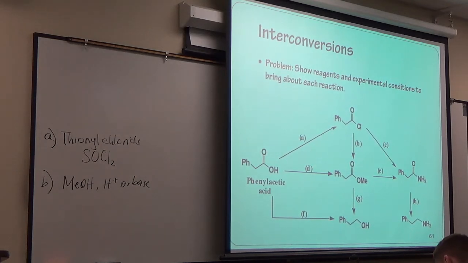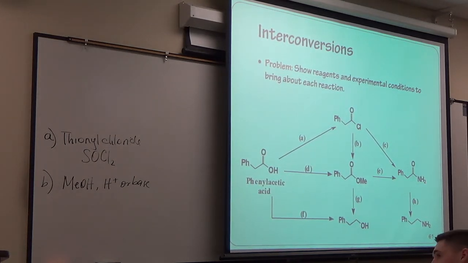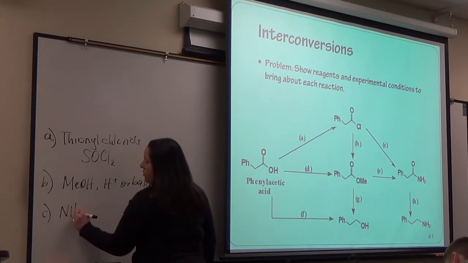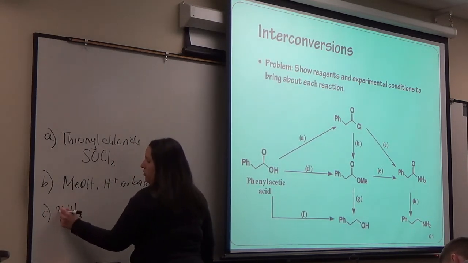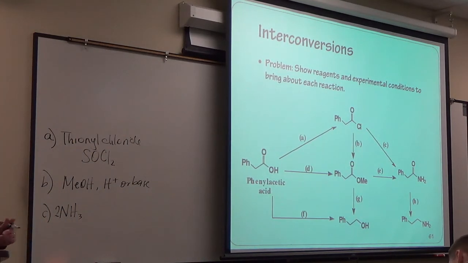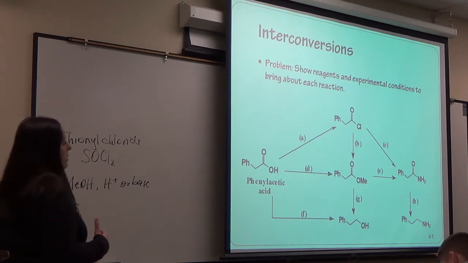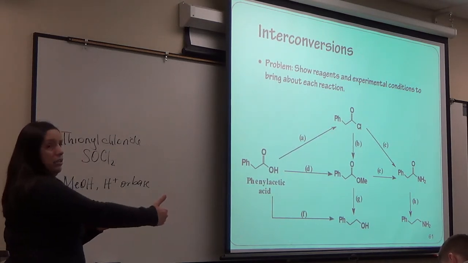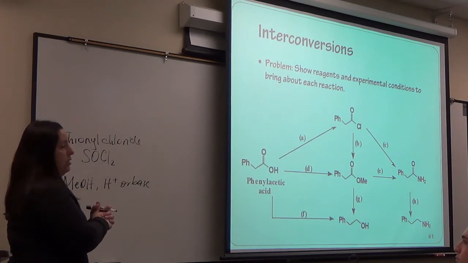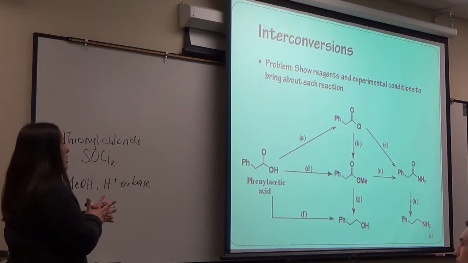So what about C? So in C, I think I heard it. Ammonia. It's ammonia, right? So now you want to add that NH2. So ammonia, right? And it's usually 2 moles of ammonia, right? Because remember, one of the moles is going to get added as the nucleophile, and the other is going to neutralize or add on to the Cl to make that salt, the ammonium chloride.